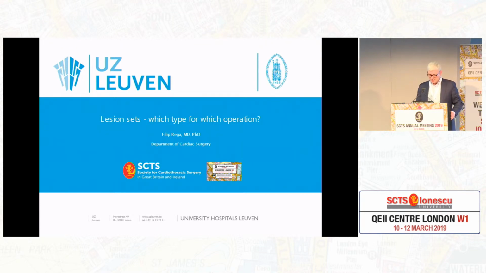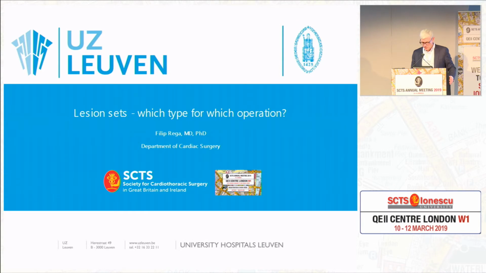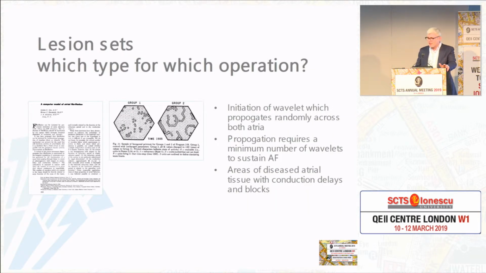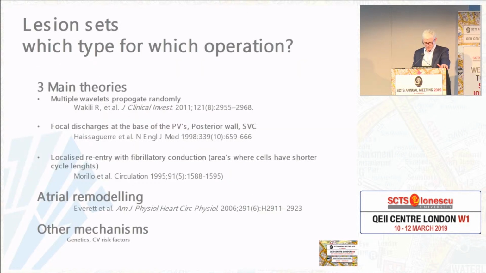Thank you. Lesion sets, which type for which operation? I was given this paper by Professor Jill from St. Thomas's here next door. It's a paper by Mo going back to '64 actually, and quite surprising. He designed a computational model to predict atrial fibrillation, and already then he described initiation of a wavelet which propagates randomly across both atria. Surprisingly, all of what he said then comes true right now.